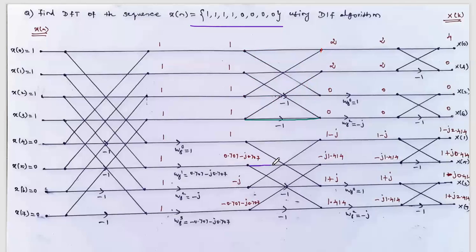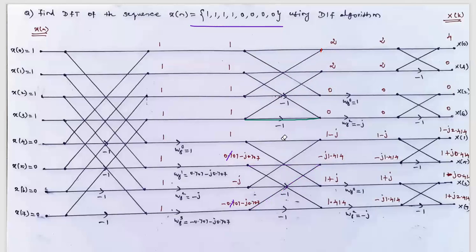Here you see 0.707 minus j 0.707 added with minus j minus 0.707 minus j 0.707. So the plus 0.707 minus j 0.707 cancel. Then minus j 2 times, so minus j 1.414.